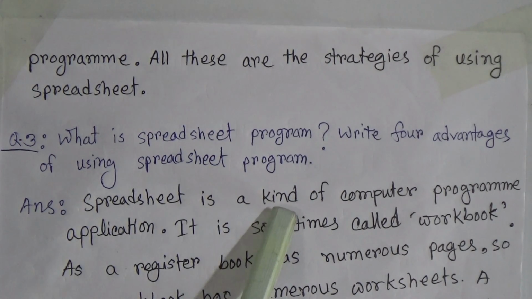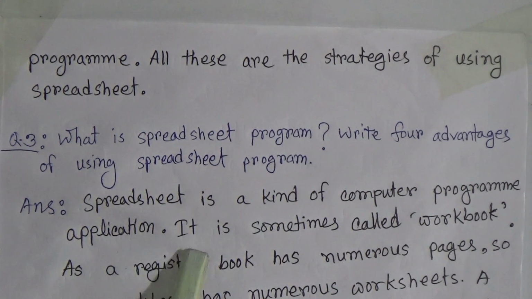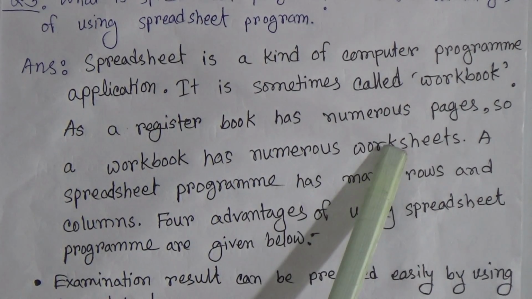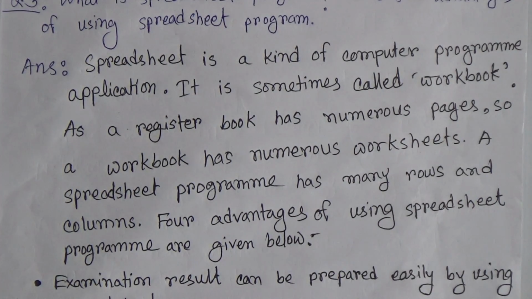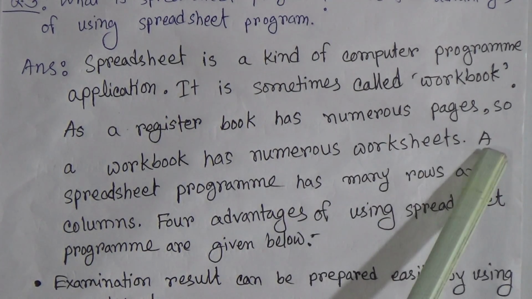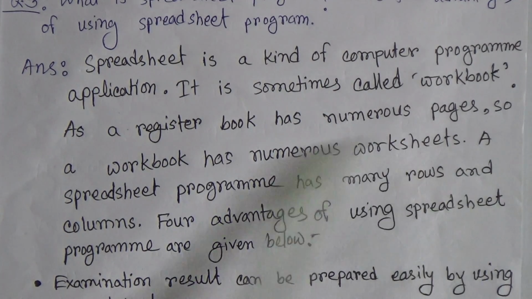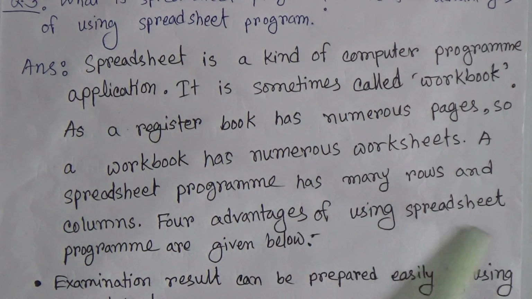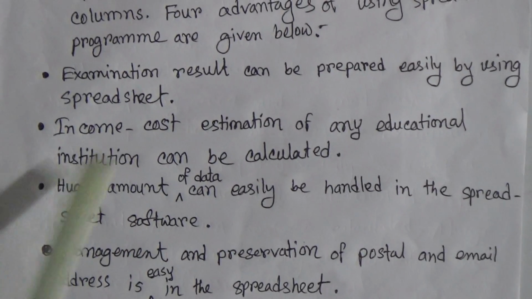Spreadsheet is a kind of computer program application. It is sometimes called workbook. As a register book has numerous pages, so a workbook has numerous worksheets. That means a workbook has lots of worksheets. A spreadsheet program has many rows and columns. 4 advantages of using spreadsheet program are given below. So these are the 4 advantages of spreadsheet program.